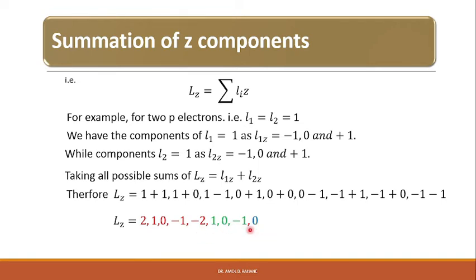We can group these values into 3 groups, and we can see that the first 5 values correspond to L is equal to 2, right? The next 3 values correspond to L is equal to 1, and the last value corresponds to L is equal to 0. So in this way we can determine the values of L, that is the orbital quantum number for the atom. From that we can easily calculate the orbital angular momentum.